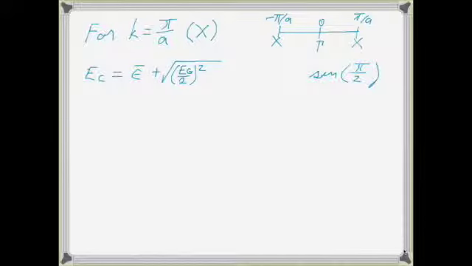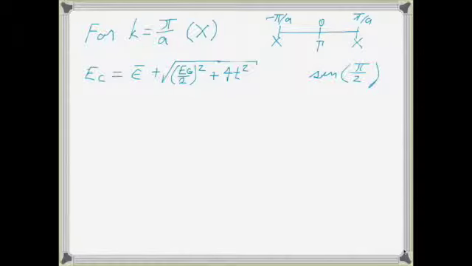Right? When k equals pi over a, that ka over 2 just becomes pi over 2. And sine pi over 2 is 1. So my off-diagonal term just becomes 4t squared. Right? Because I had 4t squared sine squared ka over 2, but when k is pi over a, ka over 2 is just pi over 2, and sine pi over 2 is 1.